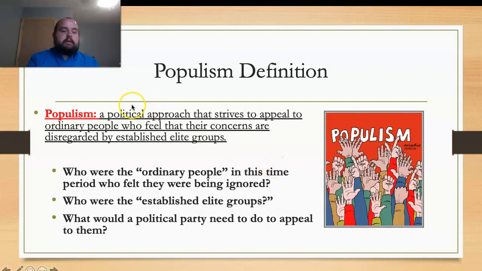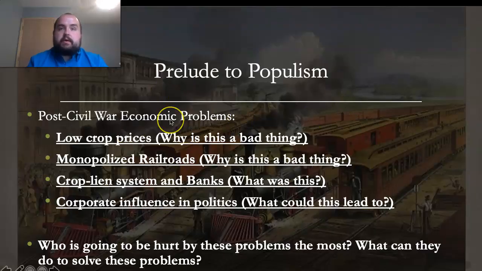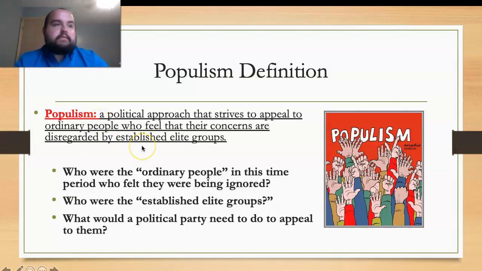In the meantime, populism is essentially an approach where you try to appeal to ordinary people, particularly the working class, who feel their concerns are disregarded by the established elite groups. As you probably guessed from what we talked about the last couple of weeks and what I just mentioned, the ordinary people, of course, is referring to these working class individuals, particularly the poor farmers, and definitely the freed African Americans we've been discussing, who had all sorts of economic barriers and limitations when they tried to get their independence. The established elite groups, who would those people be?